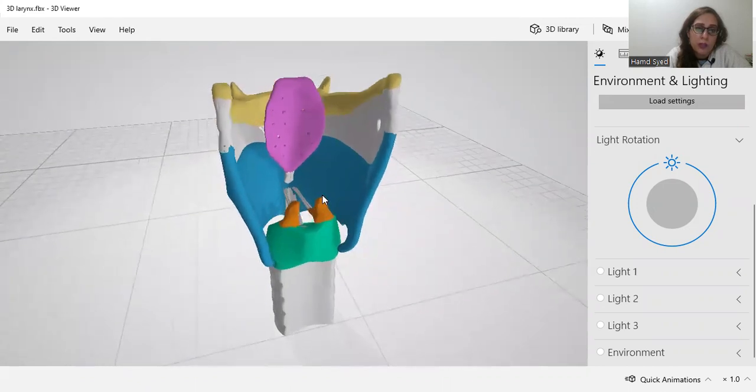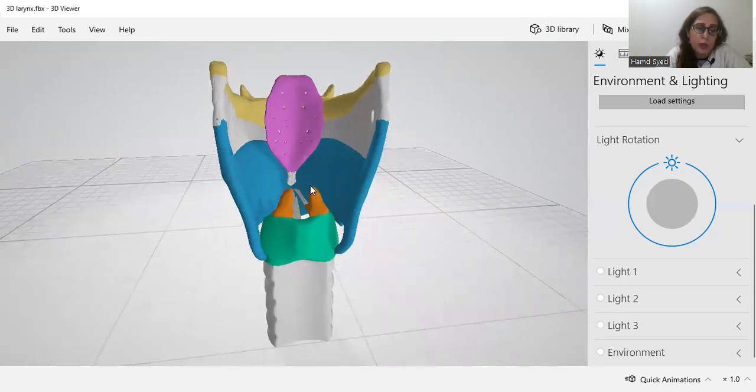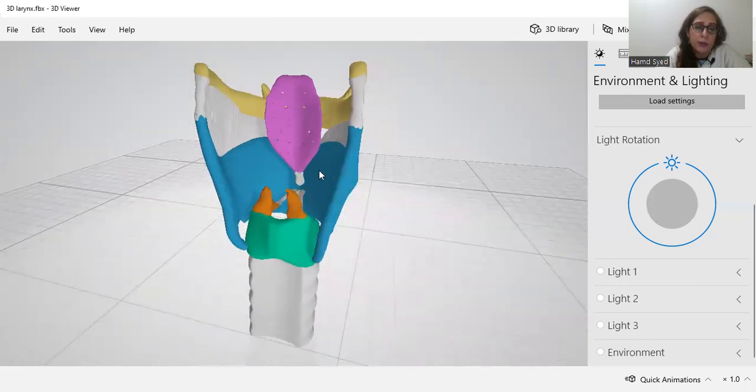On the superior aspect of the arytenoid cartilage rests the corniculate cartilage, which are the nodule-shaped cartilages, and they are elastic fibrocartilages, to which the aryepiglottic folds are attached, although not shown here in this model. The aryepiglottic fold is attached to the corniculate cartilages and also contains the cuneiform cartilages, which are small nodules of elastic fibrocartilage.